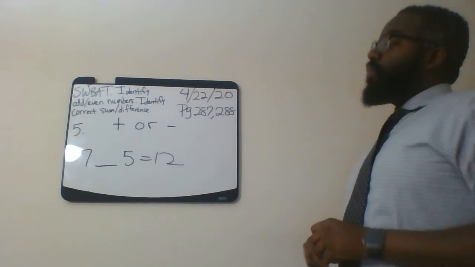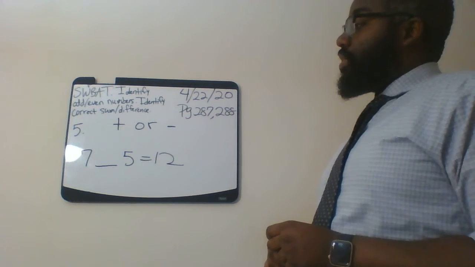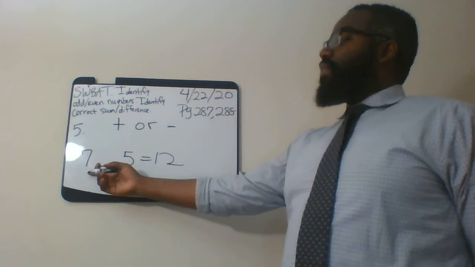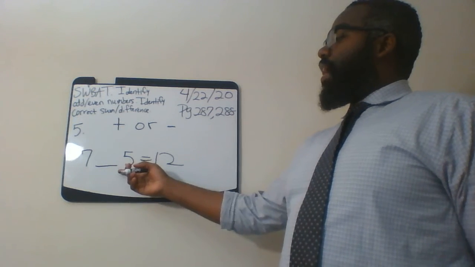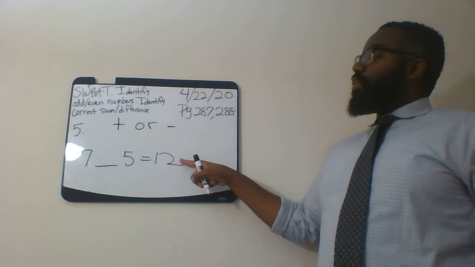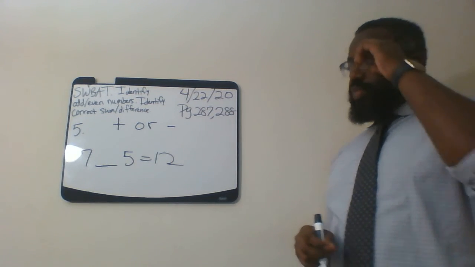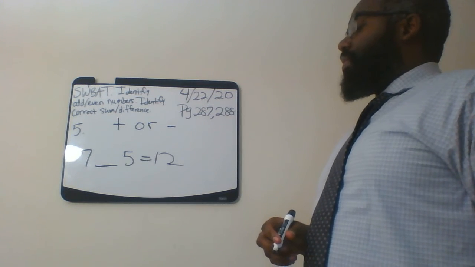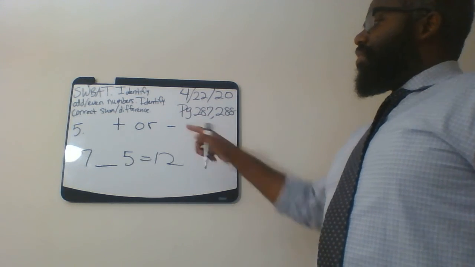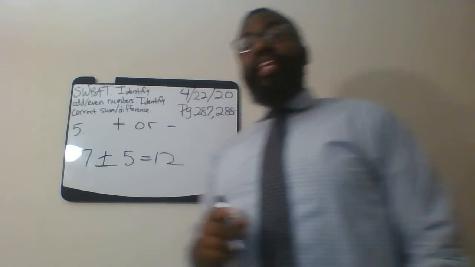Now as we move on to number 5, you simply have to write plus or minus. So let's look at what we have here. We have 7 blank 5 equals 12. So is it 7 plus 5 that would give us 12, or 7 minus 5? Which sign will we use for this problem for number 5? Plus 5, great job. 7 plus 5. That will indeed give you 12. Good job.